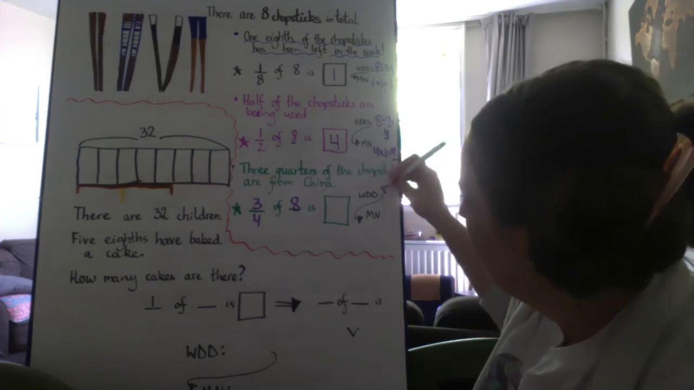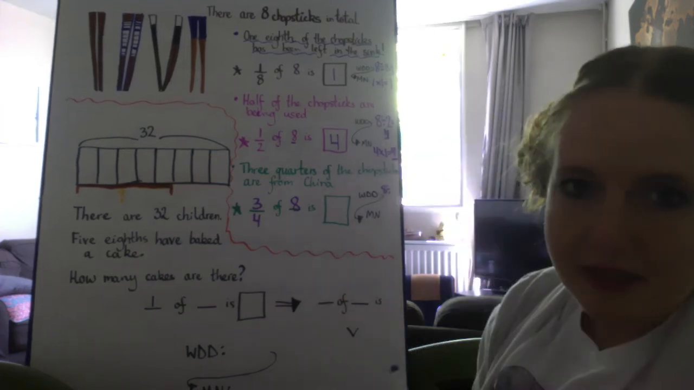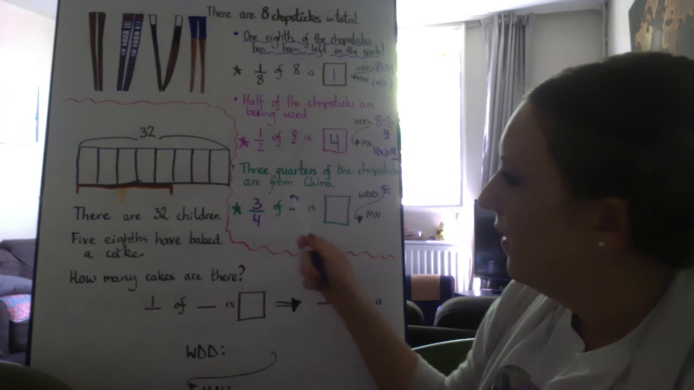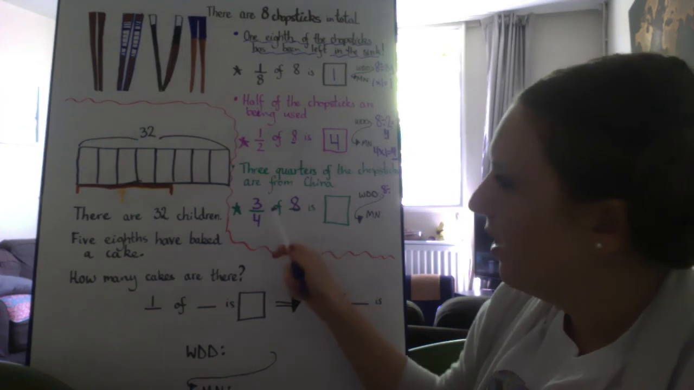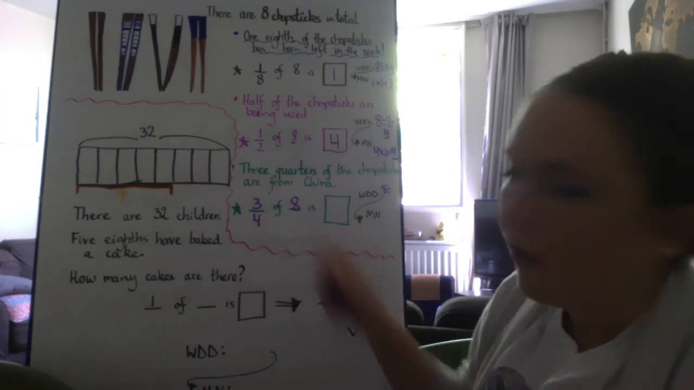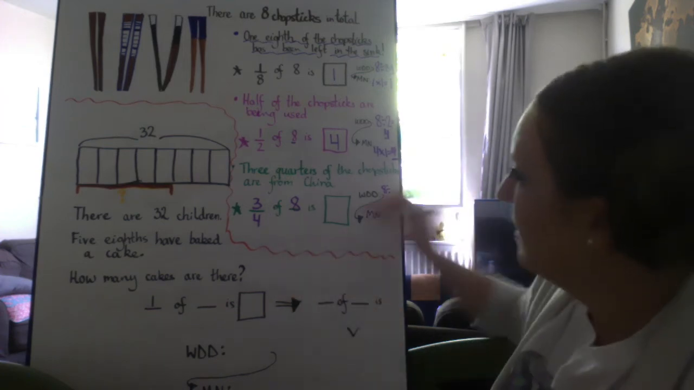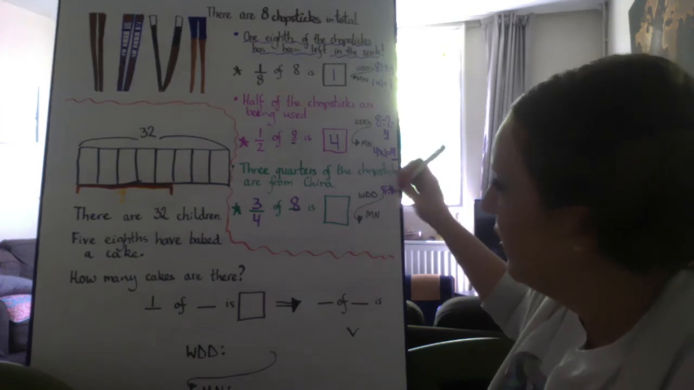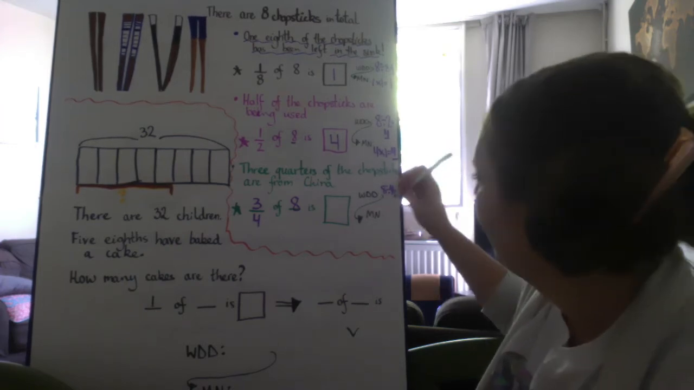8 divided by, whole divided by denominator. Denominator, down. Whole is 8 divided by 4, which is equal to 2.